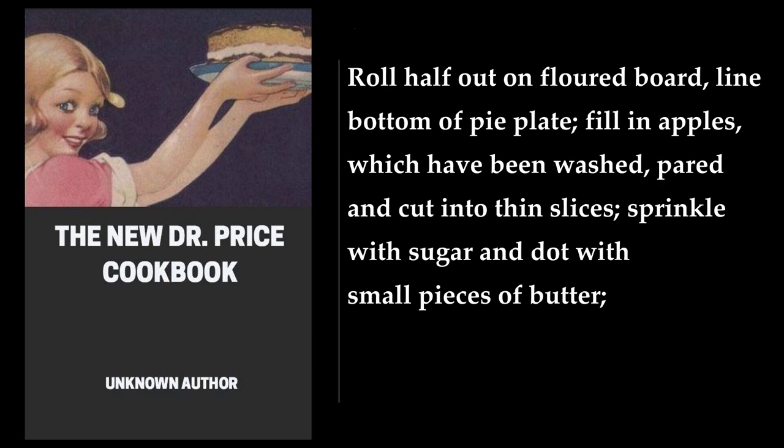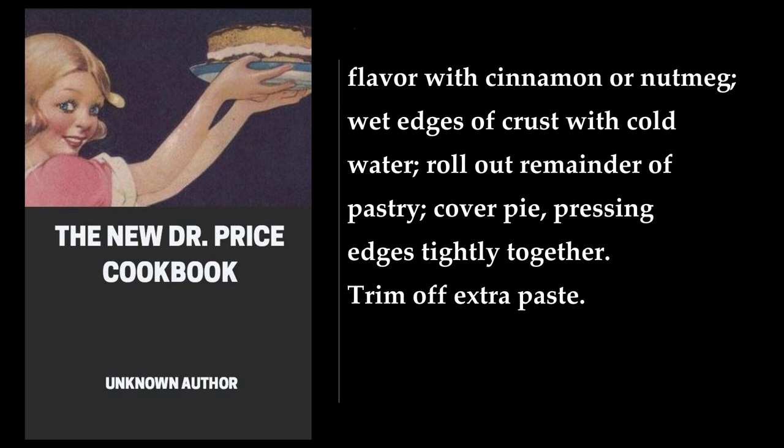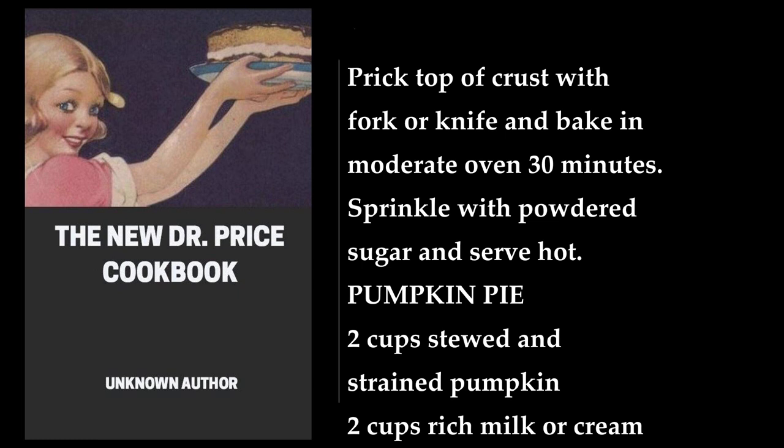Roll 1/2 out on floured board, line bottom of pie plate, fill in apples, which have been washed, pared and cut into thin slices, sprinkle with sugar and dot with small pieces of butter. Flavor with cinnamon or nutmeg, wet edges of crust with cold water, roll out remainder of pastry, cover pie, pressing edges tightly together. Trim off extra paste. Prick top of crust with fork or knife and bake in moderate oven 30 minutes. Sprinkle with powdered sugar and serve hot.